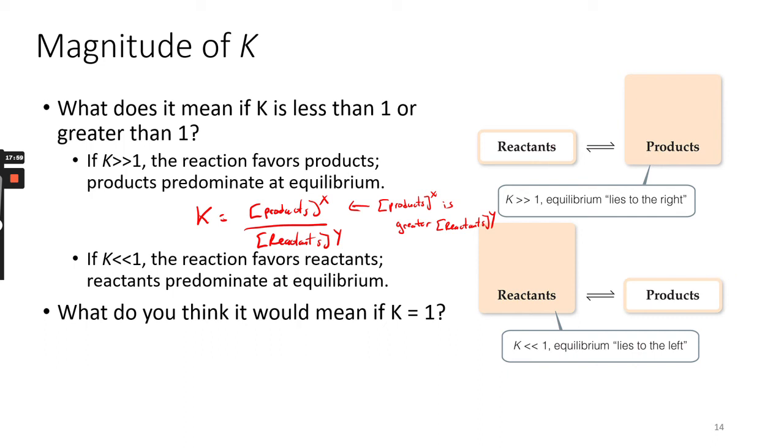And the reverse is true too. If K is significantly less than 1, that means you will have a higher concentration of reactants than you do of your products. It will lie to the left. What do you think would happen if K is equal to 1? If K is equal to 1, then your concentration of reactants is equal to your concentration of products. It doesn't lie anywhere, okay? It lies in the center, I guess you could say.